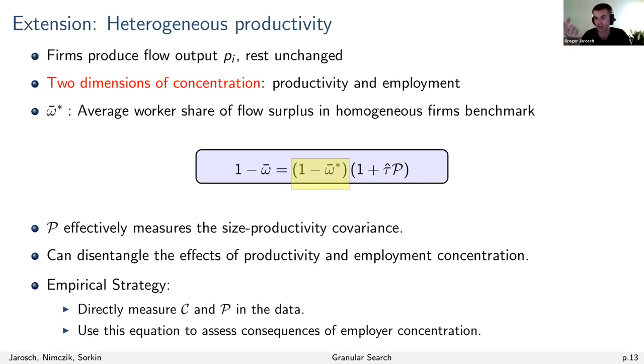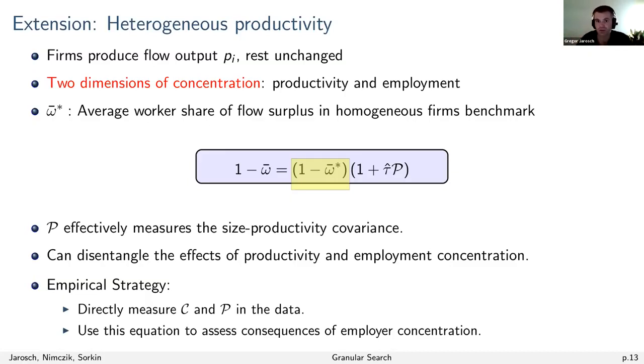Now, if it turns out that size and productivity are positively co-varying on top of that, then that shifts resources towards employers, and that's sort of natural. Okay, so what we'll be doing in the data is effectively use that equation as an accounting equation to measure how powerful this can be.